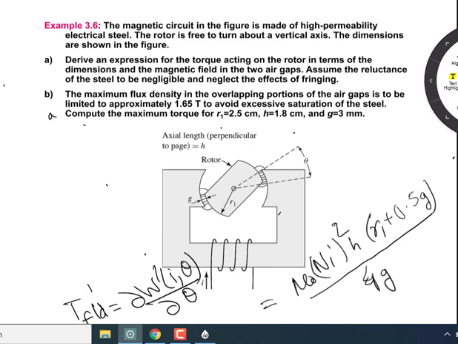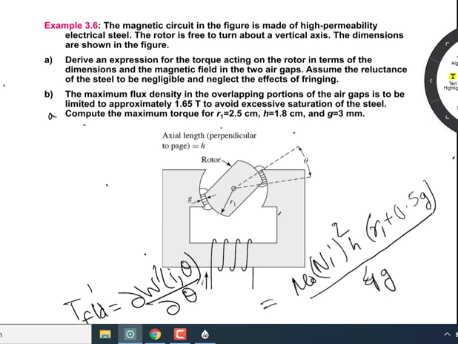Now the sign of this torque is positive, so it is acting in the direction to increase this overlap angle theta, right? It is trying to align the rotor in line with the stator, this iron structure, this shoe-shaped pole face. It always tries to minimize the air gap, and that is quite logical.